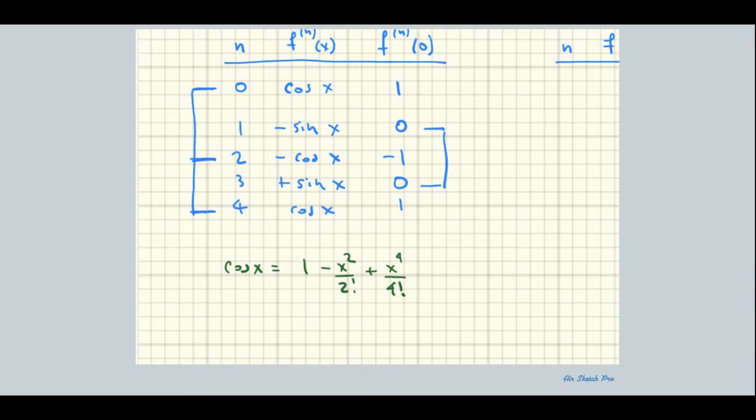Right? And so all that's missing is divide by n factorial and alternate. So the cosine is going to be 1 for c sub 0. And c1 and c3 and all the odd ones are 0. And c2 is negative 1 over 2 factorial. And c4 is 1 over 4 factorial.